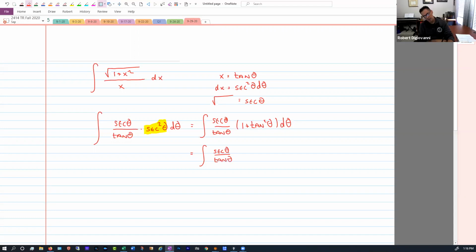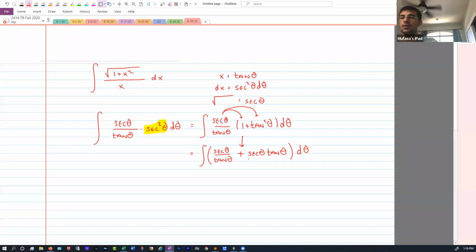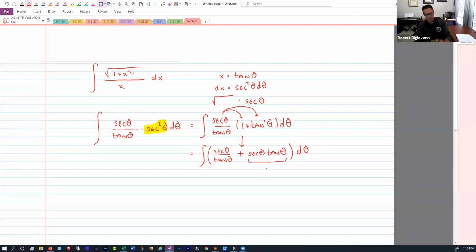So if we were to take this and distribute it here and here, the first one, we just get secant theta over tangent theta, then we get plus, and when we distribute the second time, one of the tangents goes away, and we get secant theta tangent theta. And the good news with this is now we can do them individually because we have a plus. The antiderivative of secant theta tangent theta is just secant theta, right? And then the other one, secant theta over tangent theta, you're probably going to have to do that one in terms of sine and cosine.